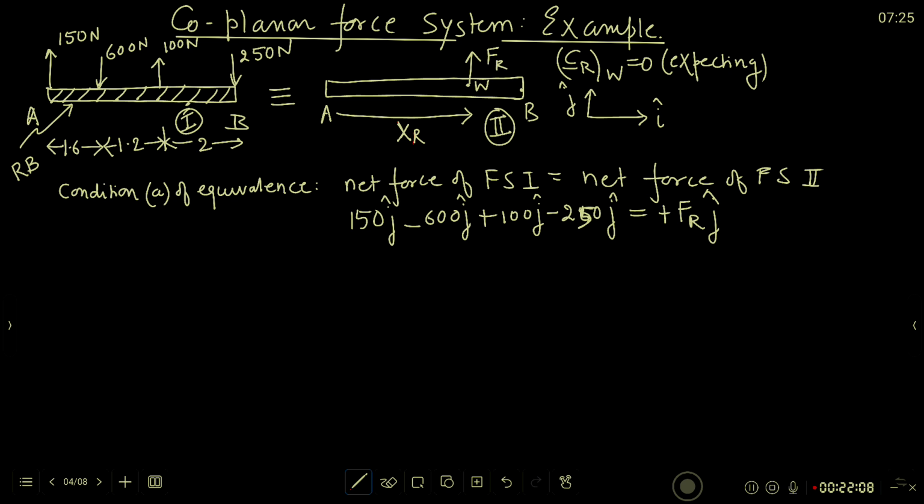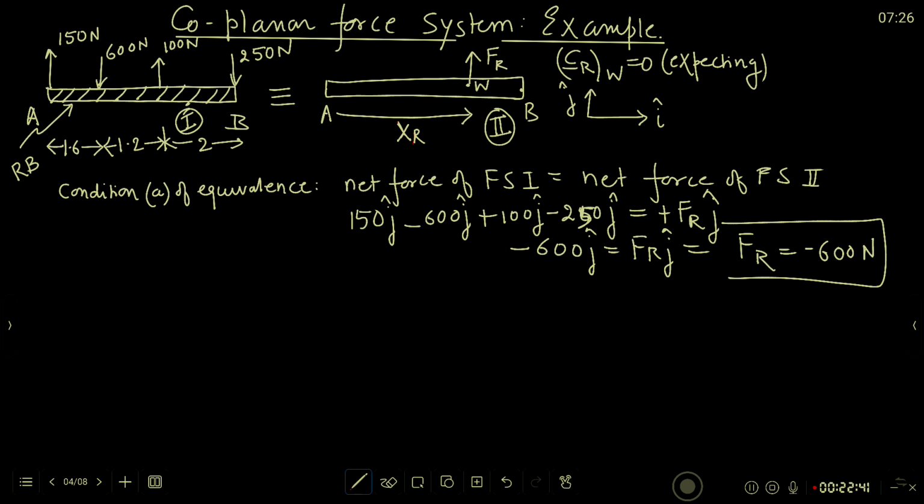Okay, and in that case FR is a scalar, the symbol FR is a scalar, FR times J becomes the vector force. Alright, 150 minus 600 plus 100 minus 250, the answer turns out to be minus 600J. That is FRJ. It implies FR is minus 600 Newton. This is the net force.